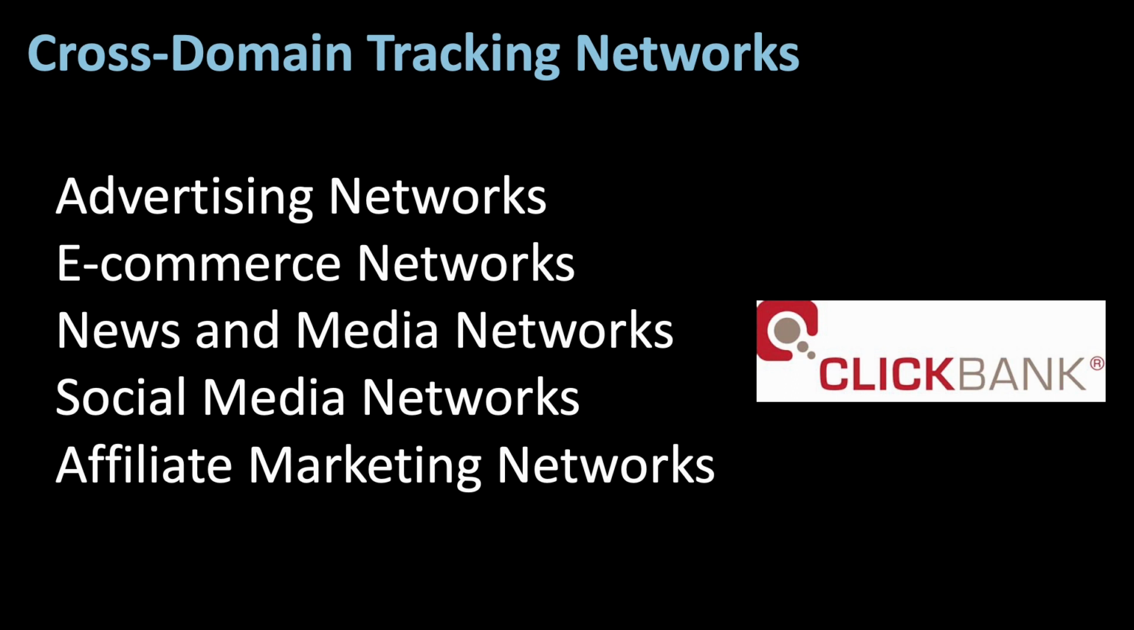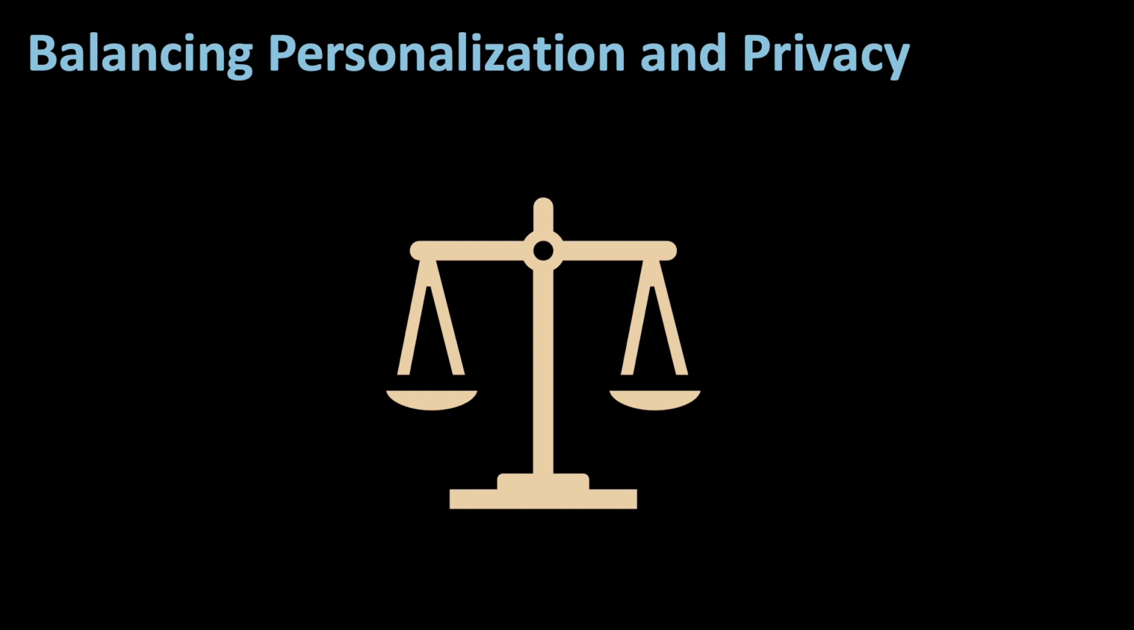Affiliate marketing networks. Affiliates within the same network track user referrals and purchases to attribute sales and commissions accurately. One example platform is ClickBank. Understanding the scope and data sharing practices of such networks is crucial for both businesses and users.